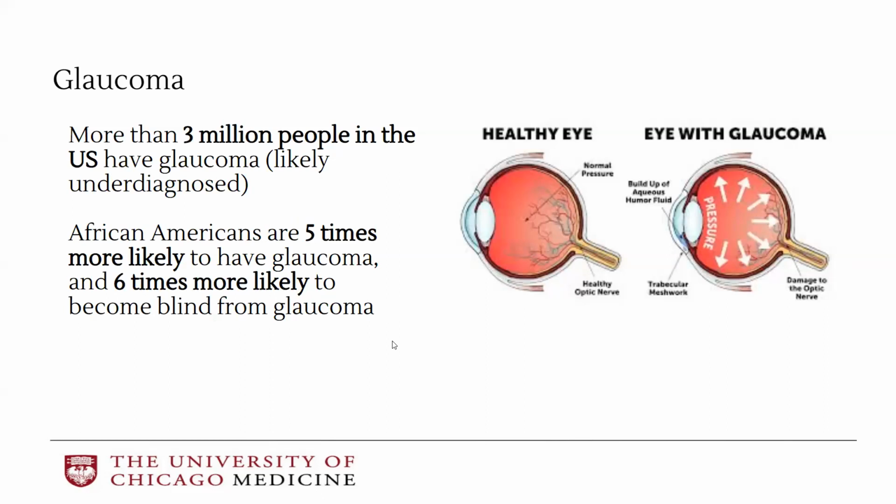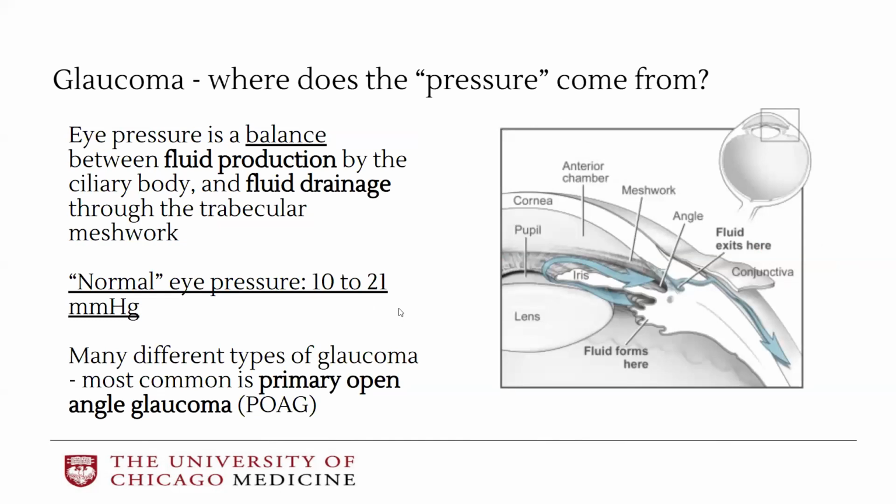A lot of patients have glaucoma, more than 3 million people. African Americans are 5 times more likely to have glaucoma and 6 times more likely to become blind from glaucoma. So where does the pressure in your eyes come from?